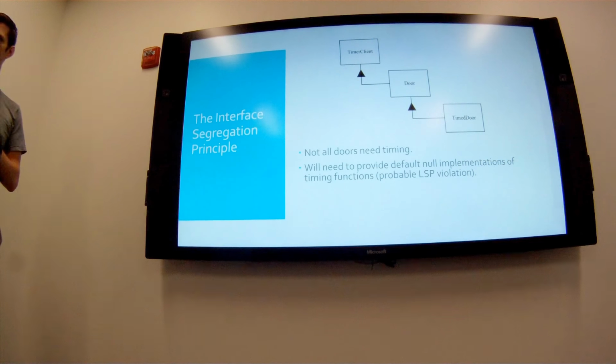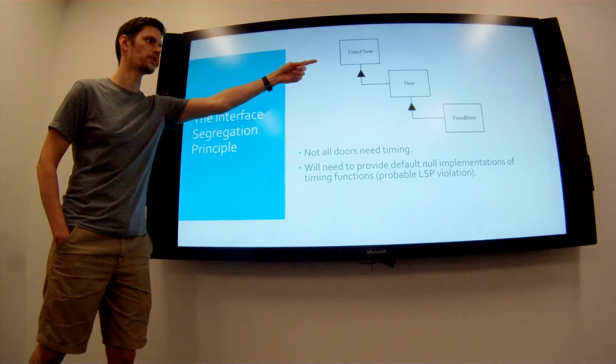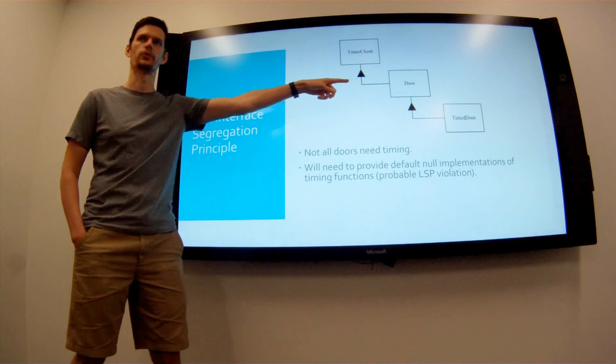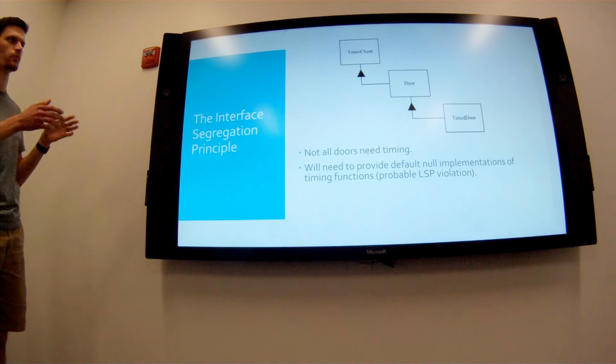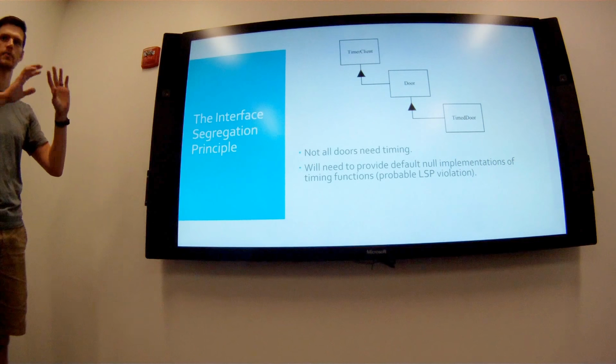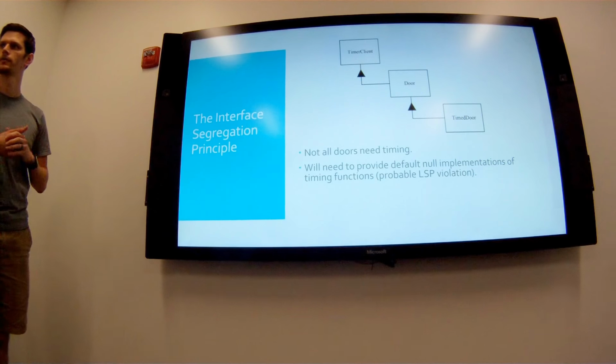So to Rob's point about the other letters in SOLID, we would have to define a default null implementation of the timer client, so that any other implementations of door that don't care about it can still inherit from door without having to worry about implementing some timeout function that it doesn't care about. And I just picture somebody like Rudy or something, it's like, then they just don't need to use it.